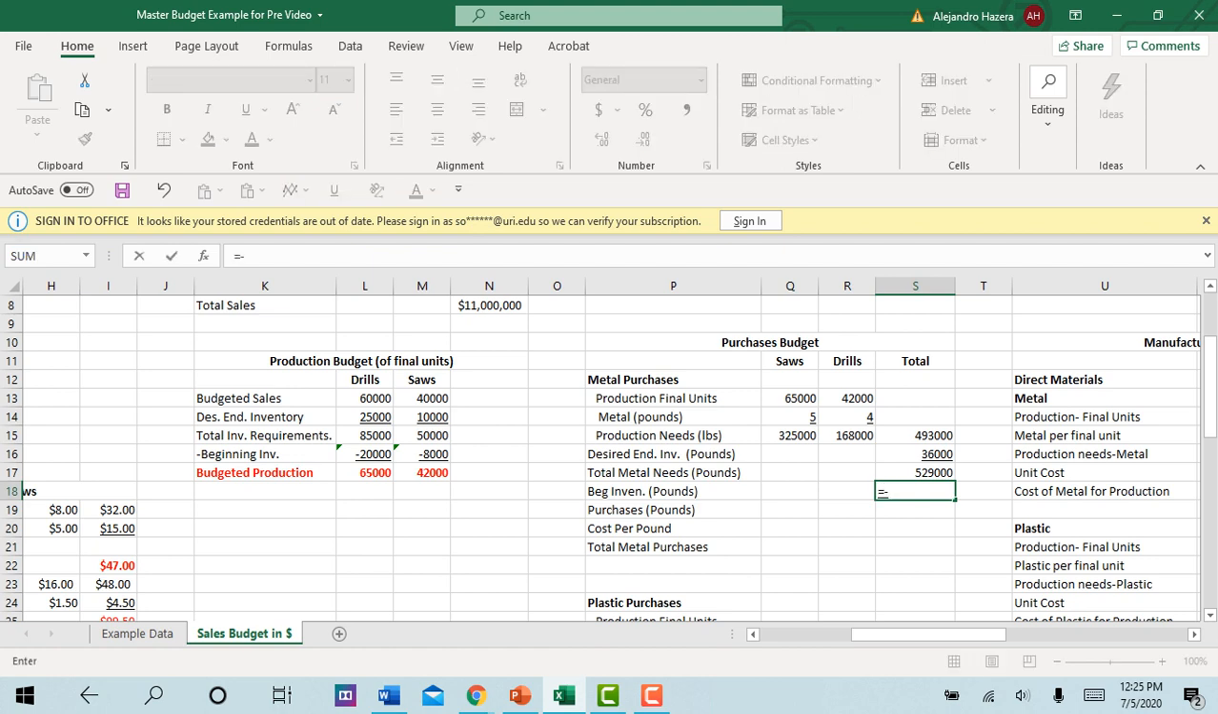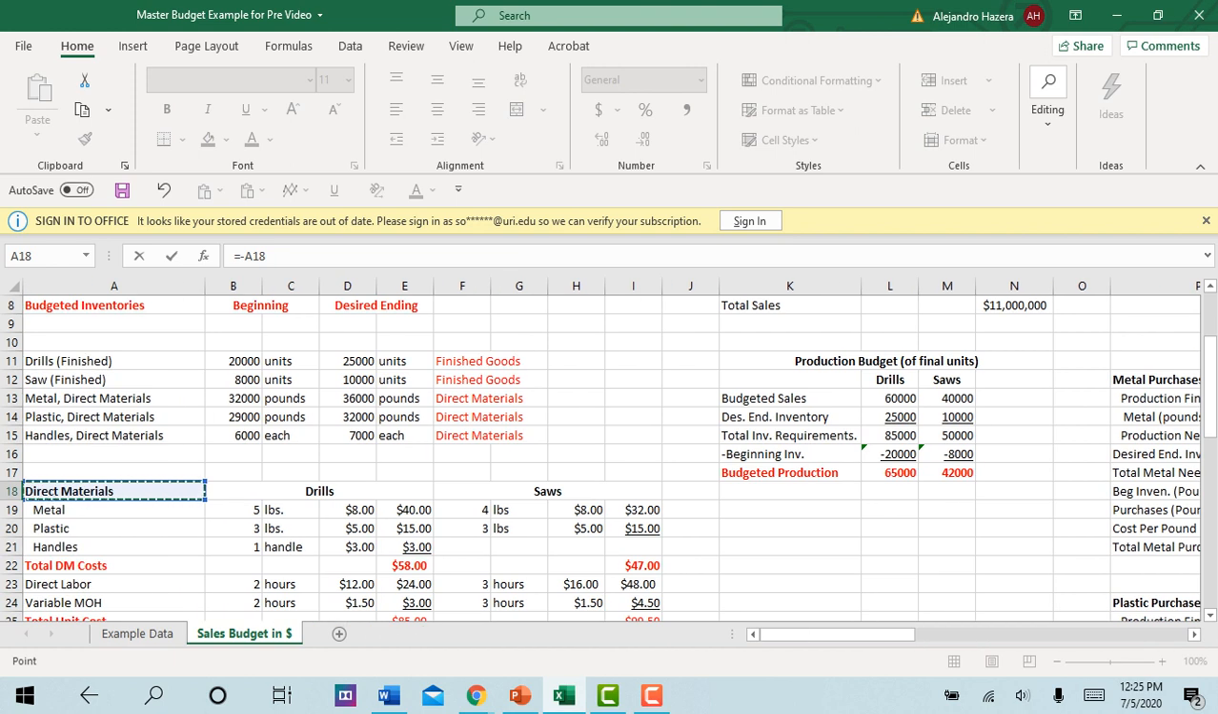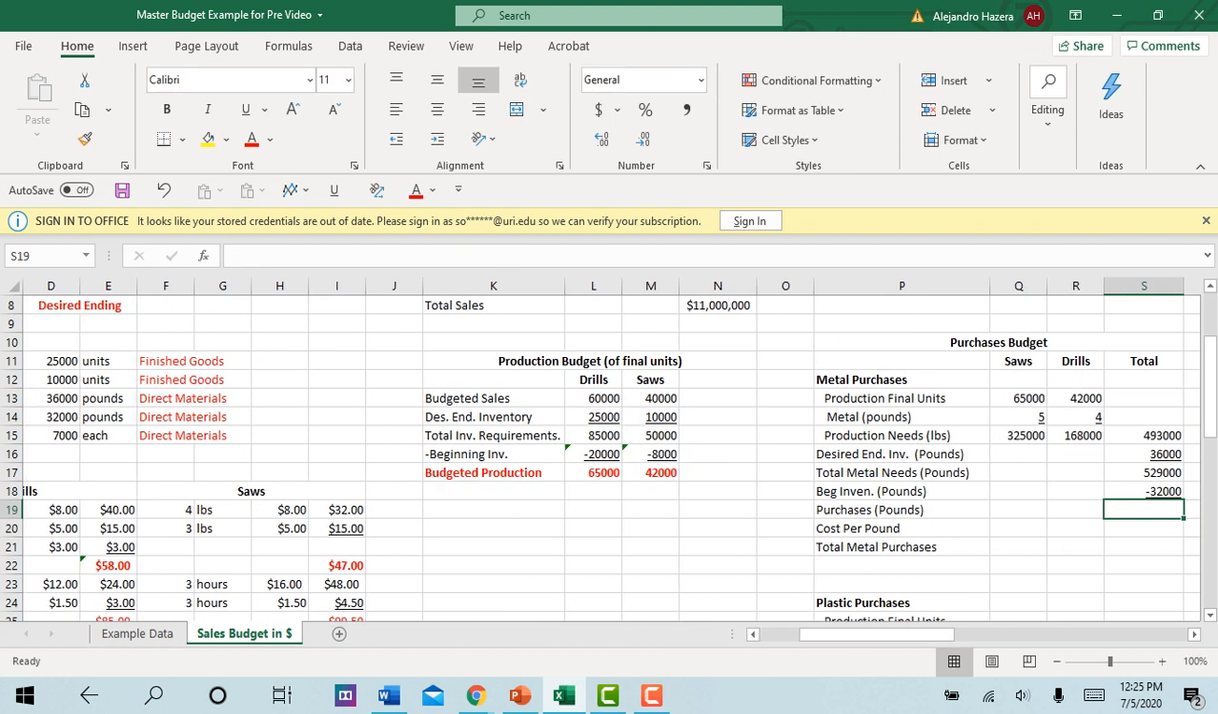If we take out what we already have on hand, our beginning inventory of metal, and your beginning inventory of metal is 32,000 pounds of metal. There it is right there. We take that out. That's going to give us, taking the 529 and basically subtracting out 32,000, the total pounds of metal that we're going to have to buy.